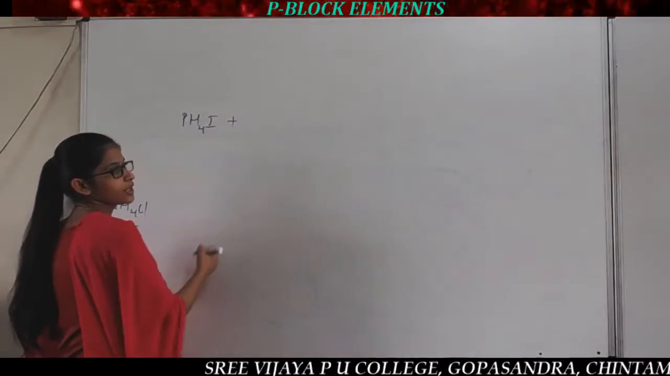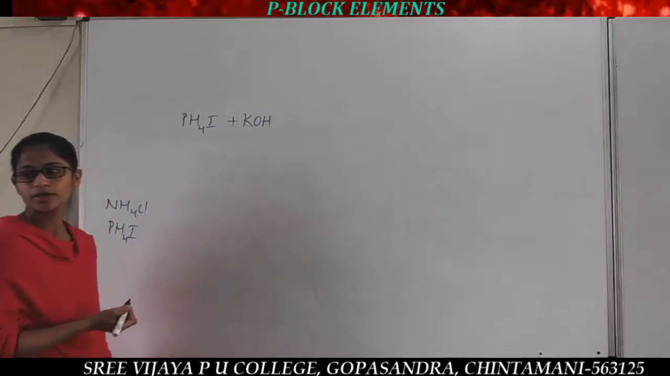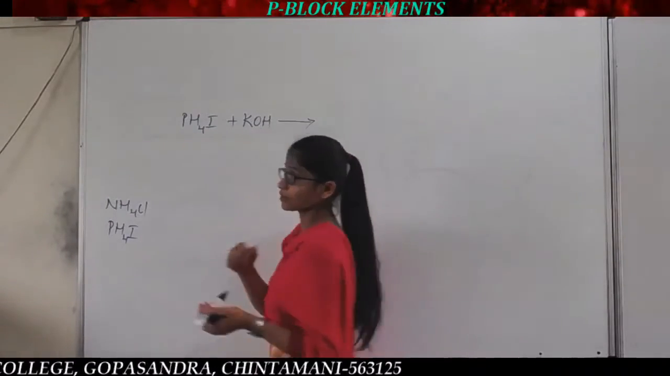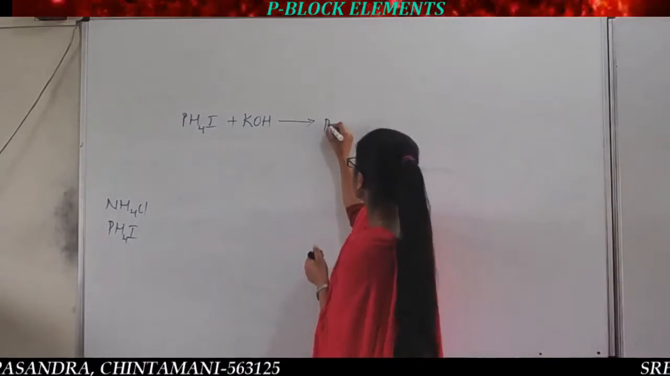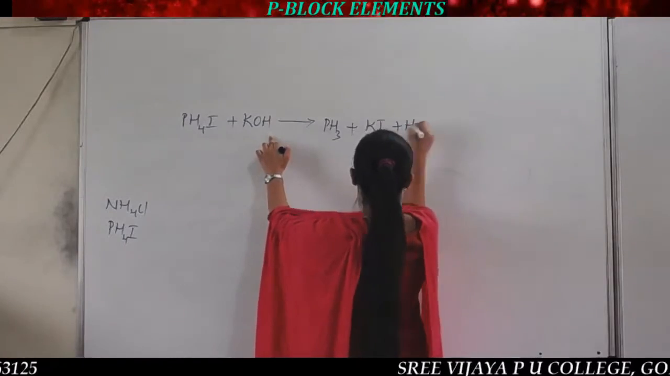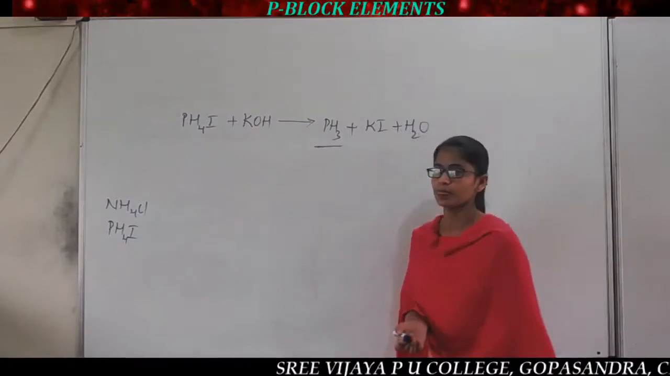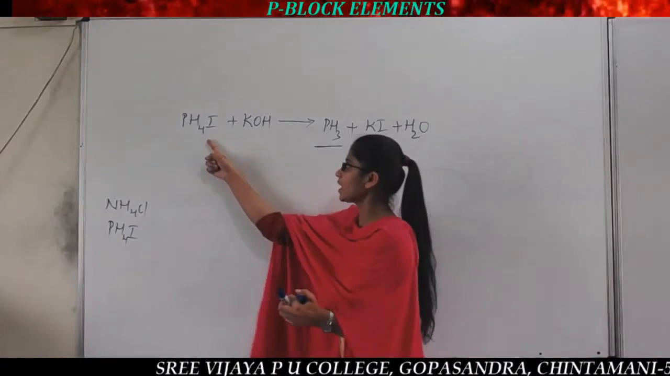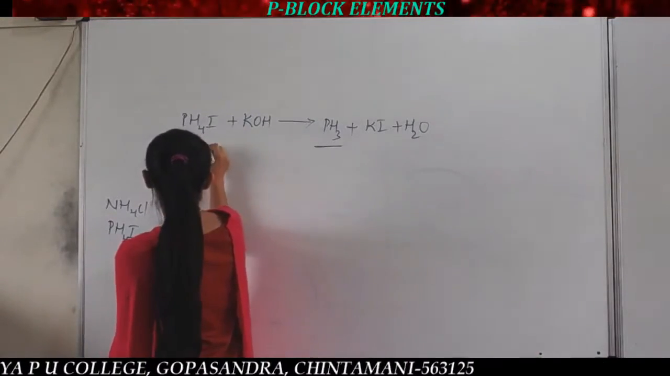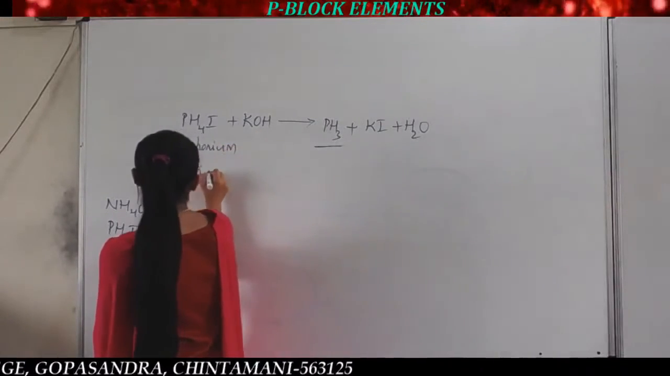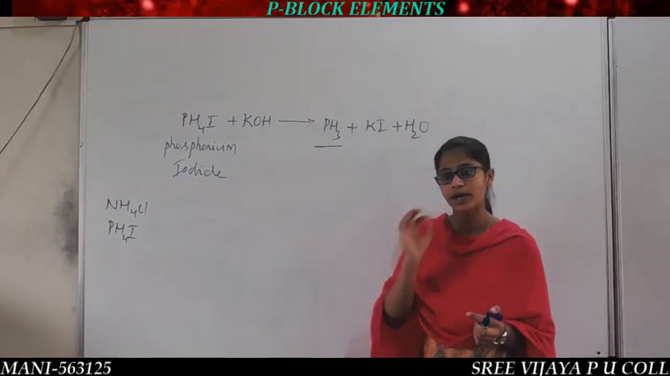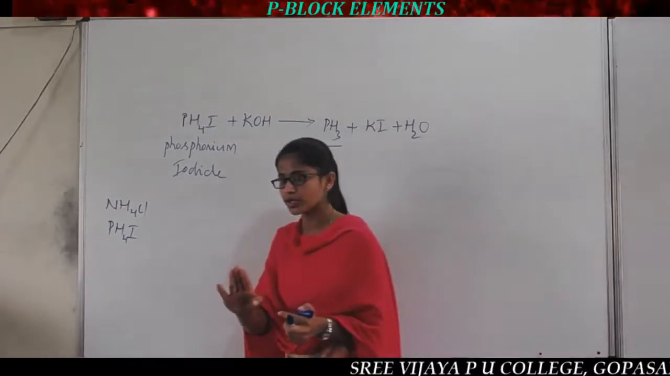Phosphonium iodide heated with potassium hydroxide gives rise to phosphine, with elimination of the byproducts potassium iodide and water molecule. The compound we want is phosphine. So these three methods are very important for the formation of phosphine.